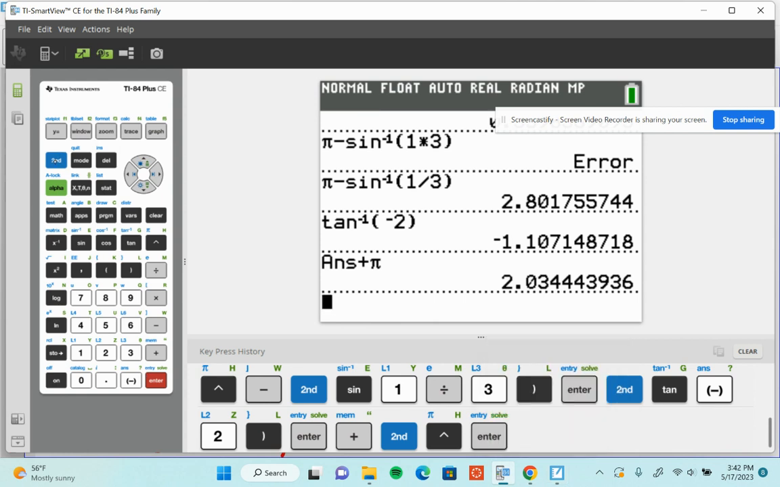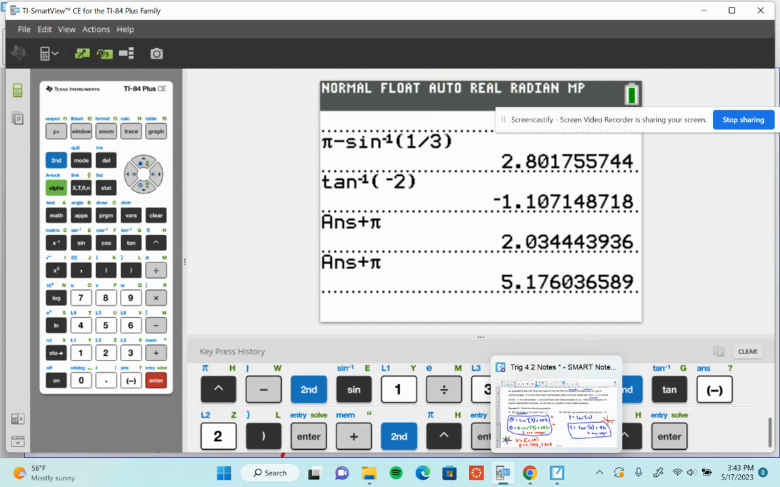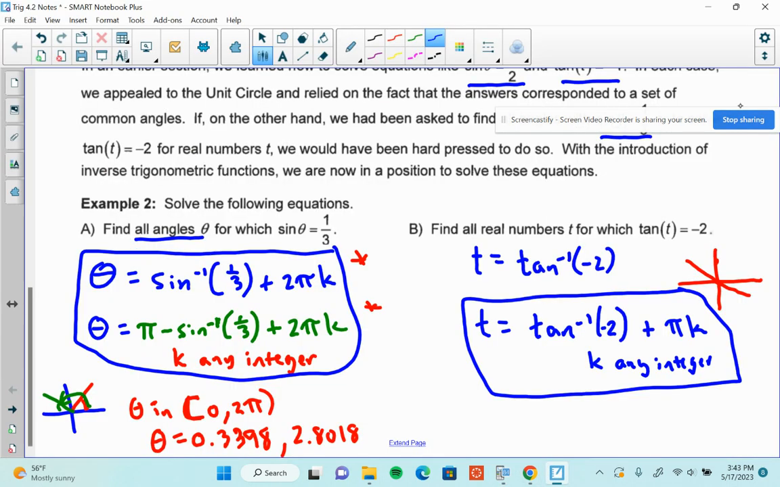And if I add another pi to that, I'll get my fourth quadrant answer. 5.176 would be my fourth quadrant answer. So you have to remember how the tangent inverse works. It only gives me answers between negative pi over 2 and pi over 2. So if we are asked for solutions between 0 and 2 pi, we're going to have to adjust a little bit. And that is the end of this video.